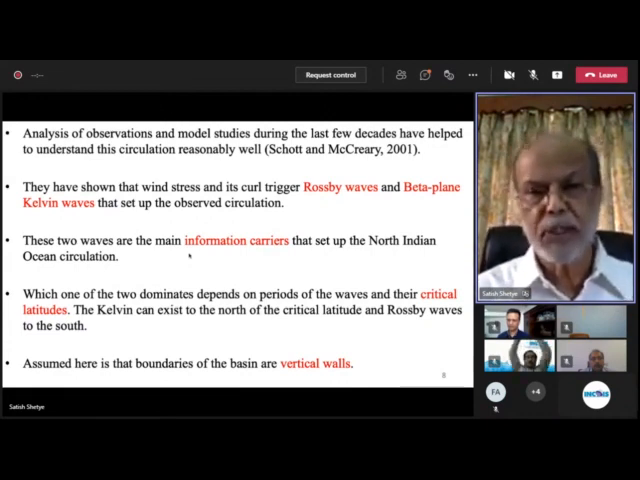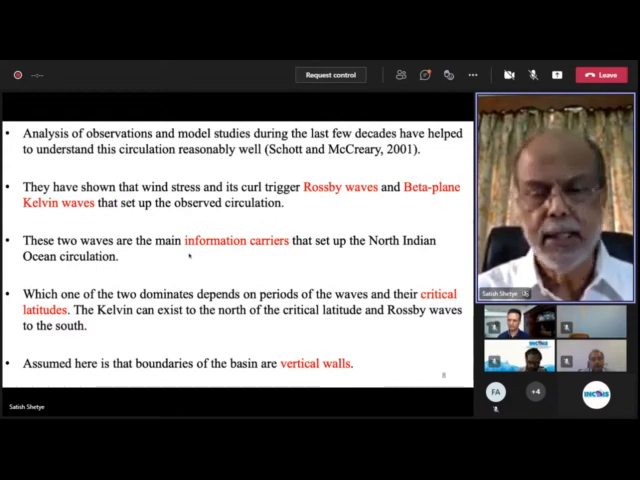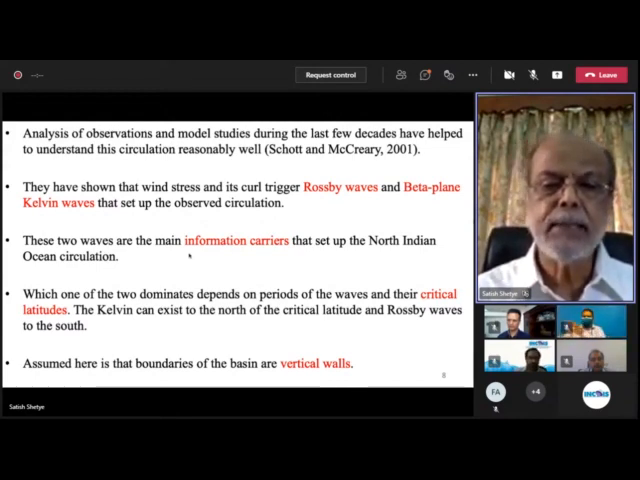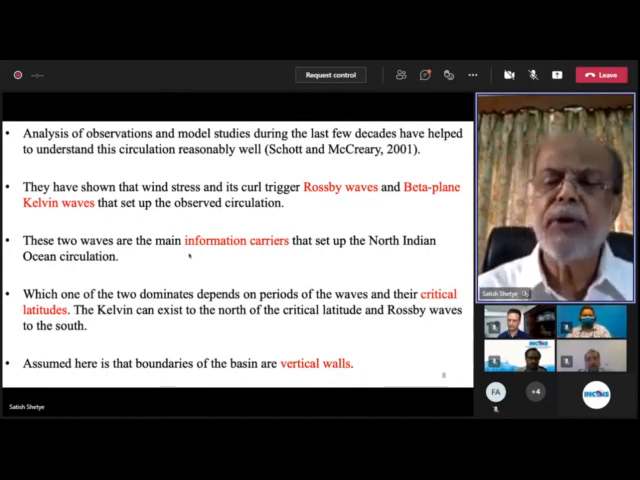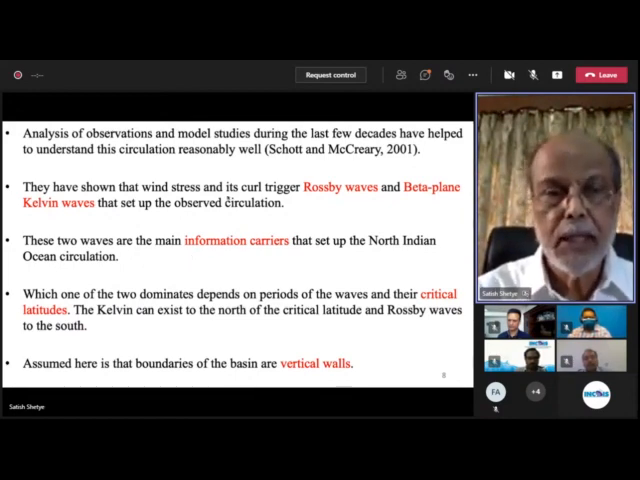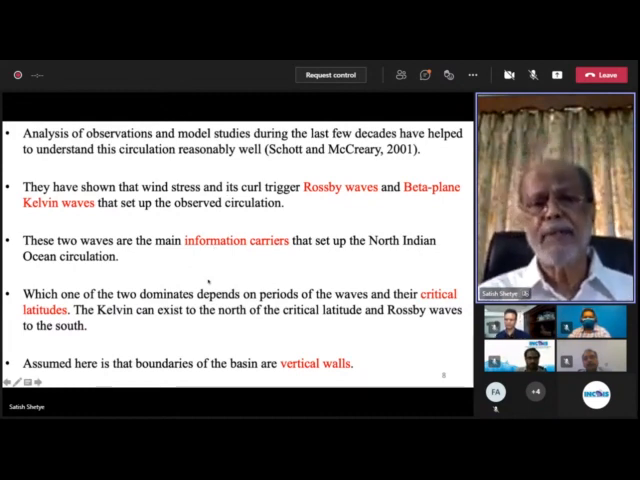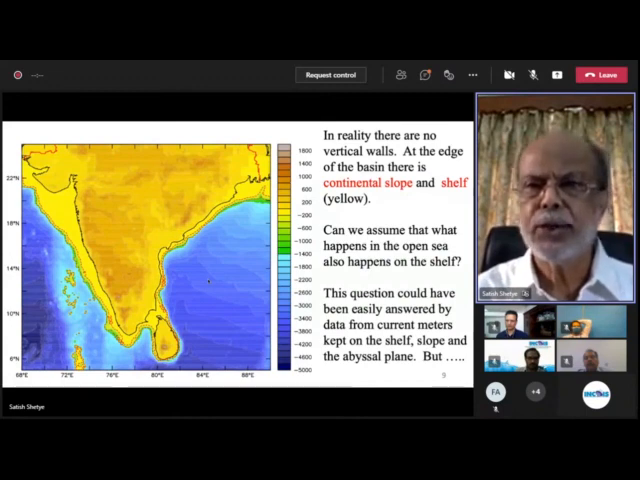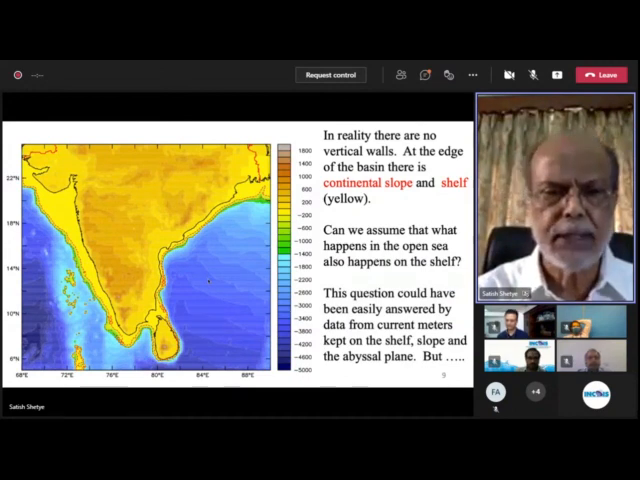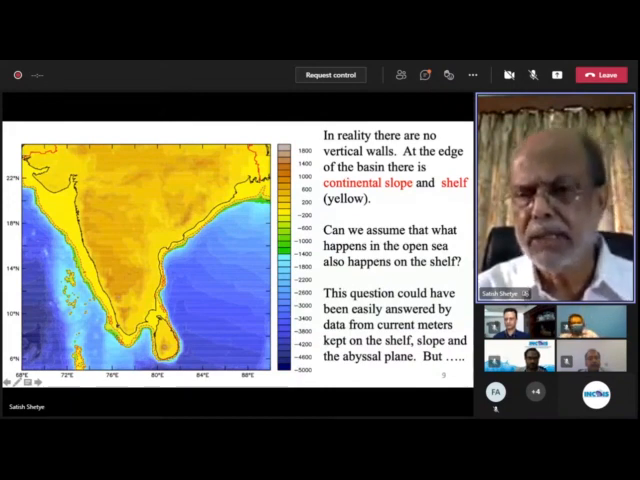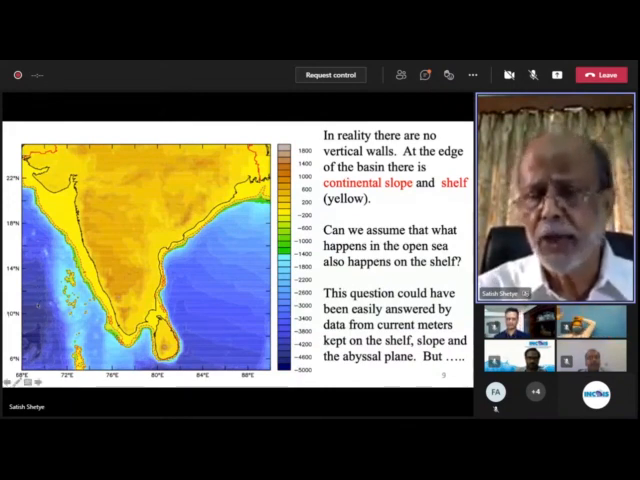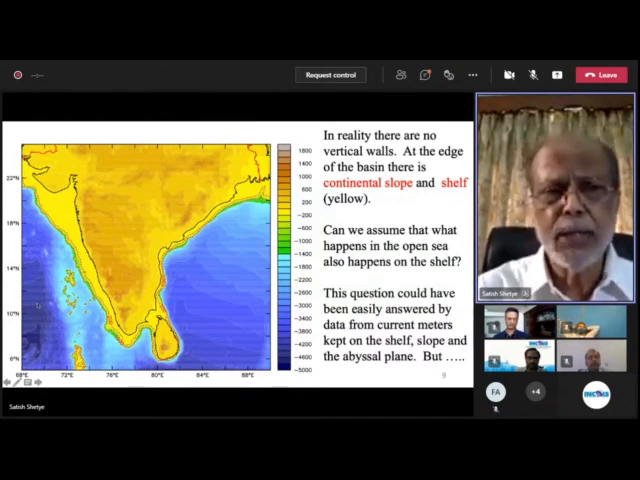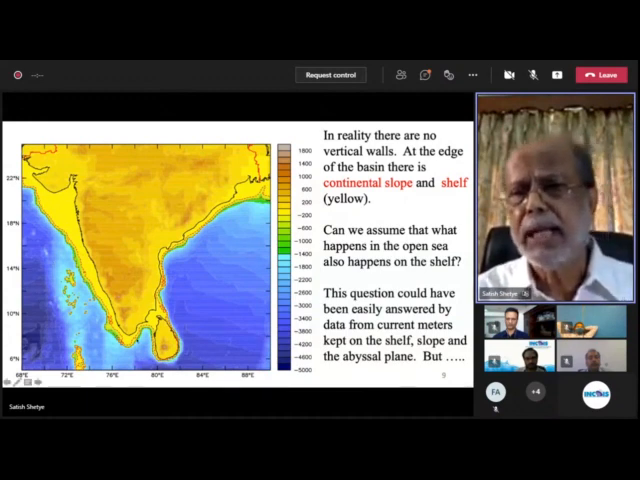Now, this whole framework that helps us understand these things assumes that the boundaries of the North Indian Ocean form a vertical wall, and it is against that wall that the Rossby waves and the Kelvin waves propagate. Reality is a little different. There are no vertical walls in the ocean. At the edge of the North Indian Ocean, you find a continental slope and a continental shelf. That is this yellow area, which is less than approximately 200 meters deep. The deep ocean is of the order of 3,000 or 4,000 meters. So this yellow area is the region that we call the shelf.